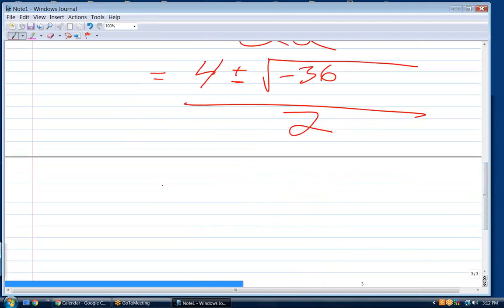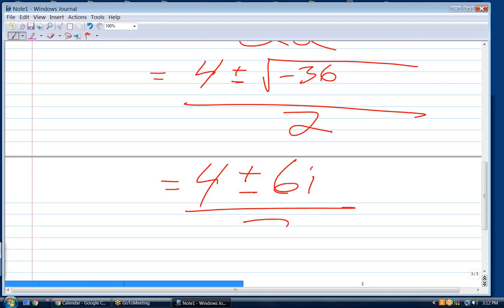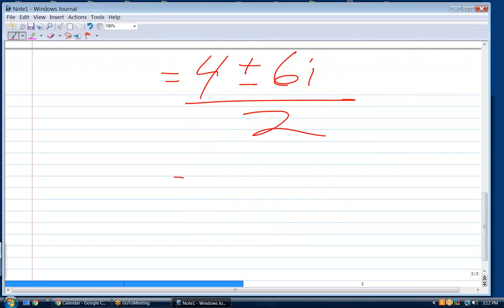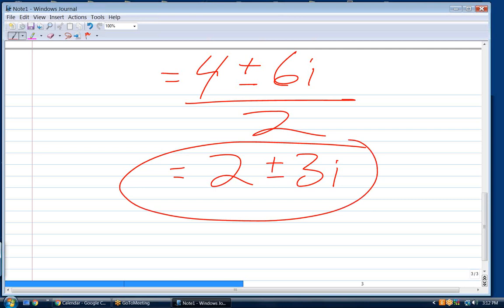What's the next line? Let's do it step by step. 4 plus or minus. What's the... 6i. Good. Now, what's the next step? Then the 2, the 4, and the 2 can be crossed out. Divide top and bottom by 2. That'll be 2 plus or minus 6i. I mean 3i. Right. So there's your final answer.